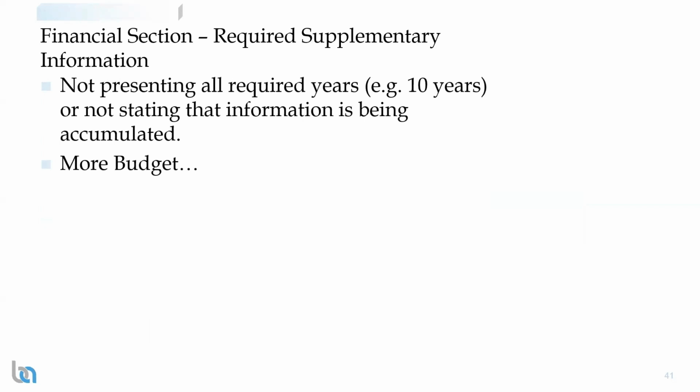Not presenting all required years. Keep in mind that last year we finally got 10 years to present for a pension. So this year you would need to drop 1 year off and add 1 year. So don't present 11 years this year.